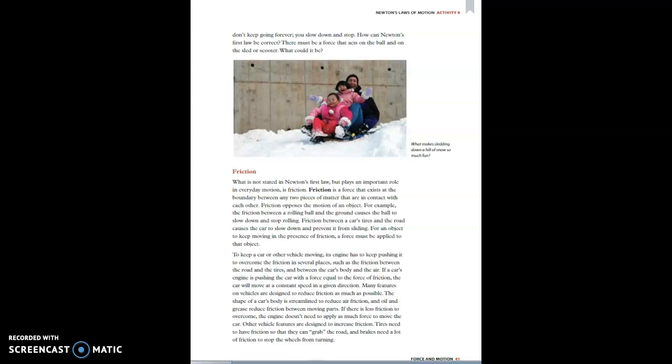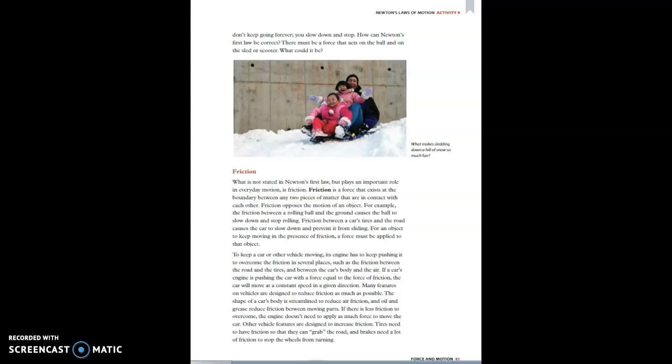Friction opposes the motion of an object, or another way to say that is, friction works against the motion of an object. For example, the friction between a rolling ball and the ground causes the ball to slow down and stop rolling. Friction between a car's tires and the road causes the car to slow down and prevents it from sliding. For an object to keep moving in the presence of friction, a force must be applied to that object.